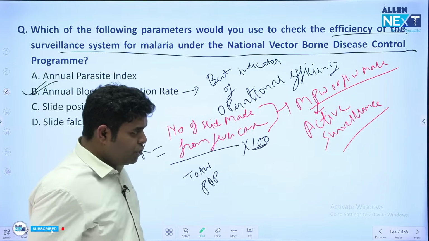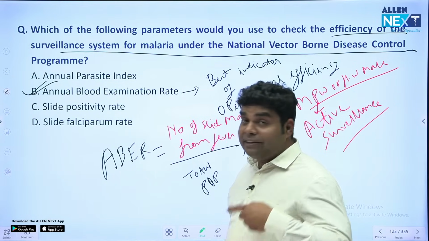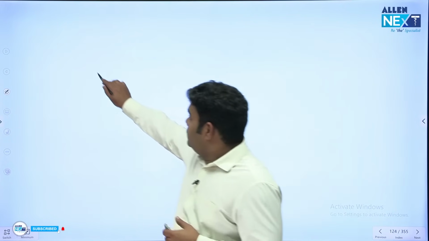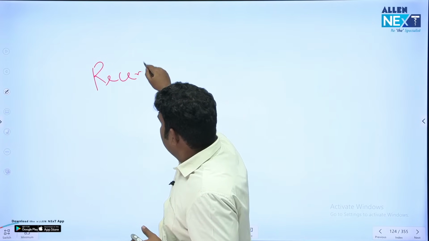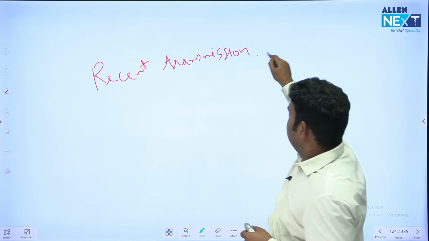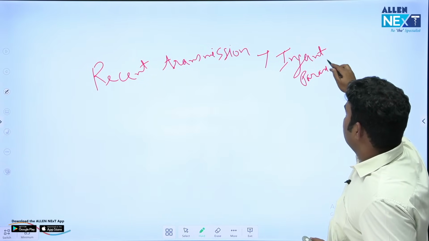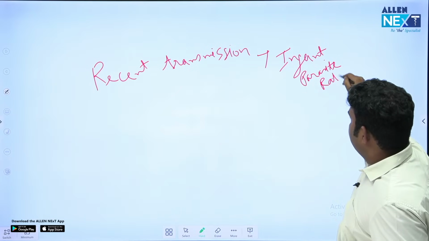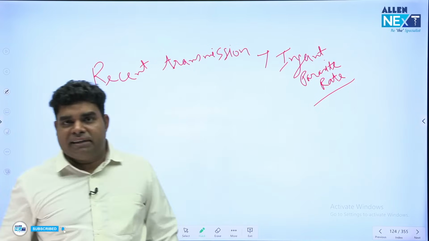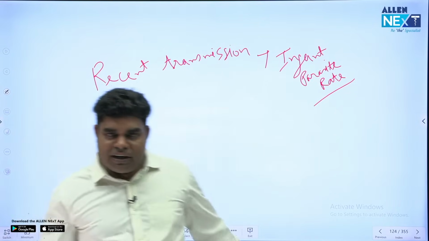Okay. Now, one last question here. Which of the following indicators tell about recent transmission of malaria? Whether malaria is recently transmitted or not. So, recent transmission is detected by infant parasite rate. देखो भाई, अगर 1 साल से छोटे बच्चों के खून में मलेरिया का पैरासाइट है, तो इसका मतलब पिछले ही साल में मलेरिया फैला है. If less than 1 year have malaria parasite, it means malaria is recently transmitted. So that's why infant parasite rate tells about recent transmission.